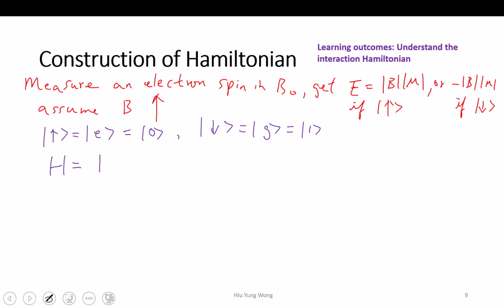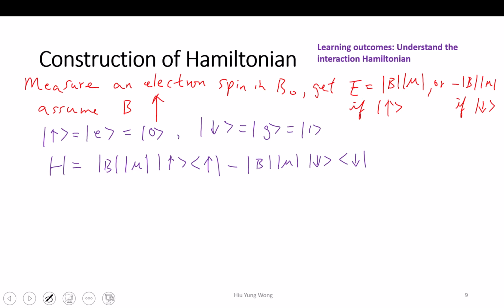So the eigenvalue of zero, zero, right? Or now I call it spin up, gives me this one, right? And the other eigenvalue is minus, because I just showed you that this is negative when it is spin down. When it is spin down.